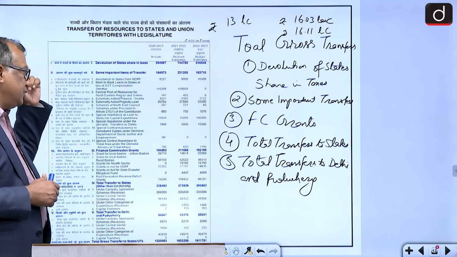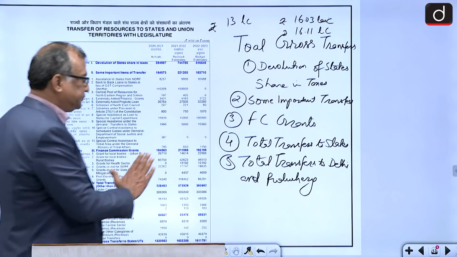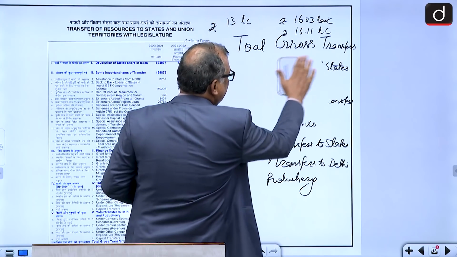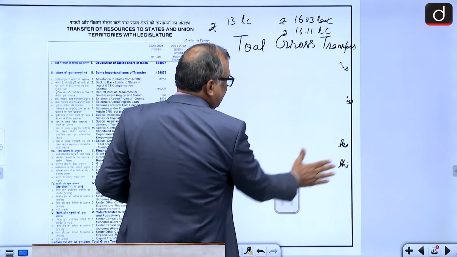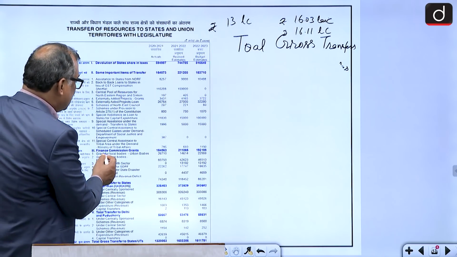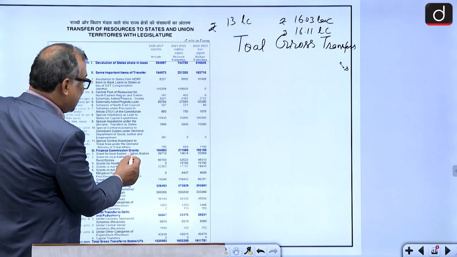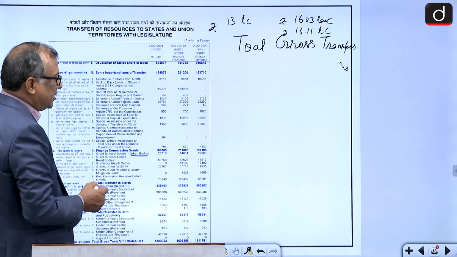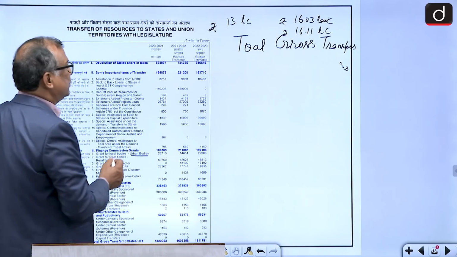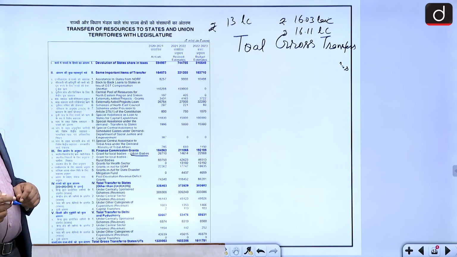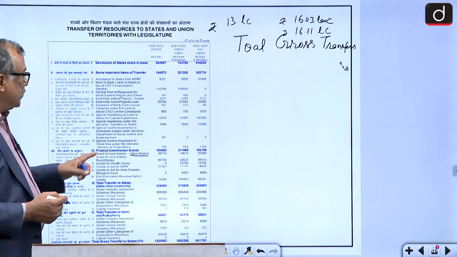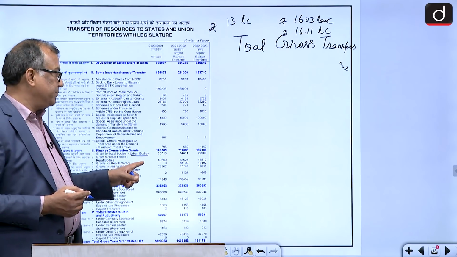Second thing, which is a matter of a little concern, and here is scope for question. So I'll invite your attention to these figures. Grants for local bodies, urban. Last year 26,710 crores were granted by the central government to state government for local urban bodies.